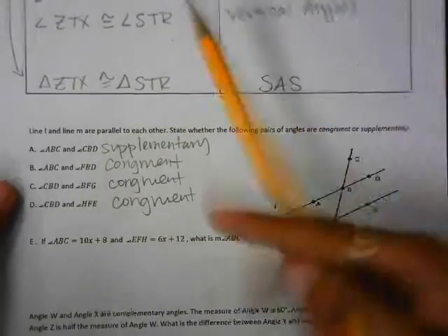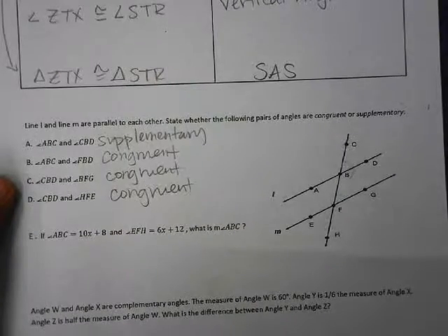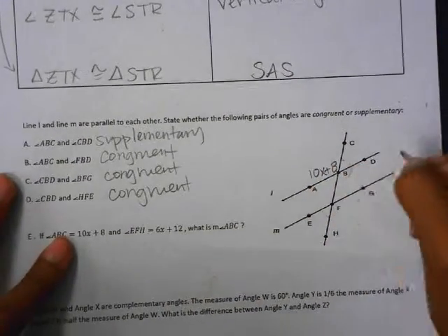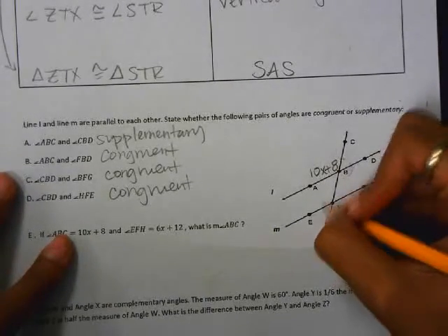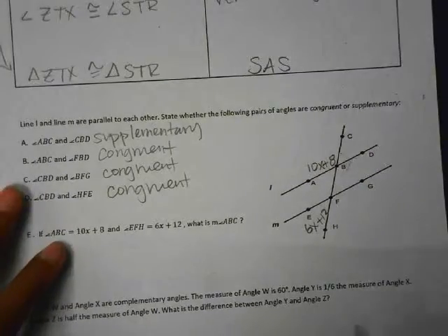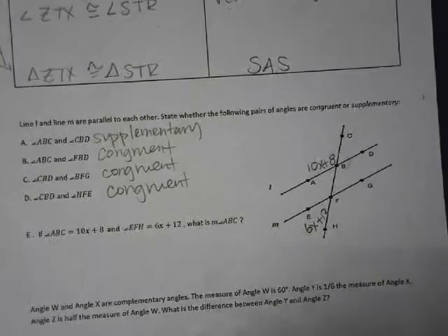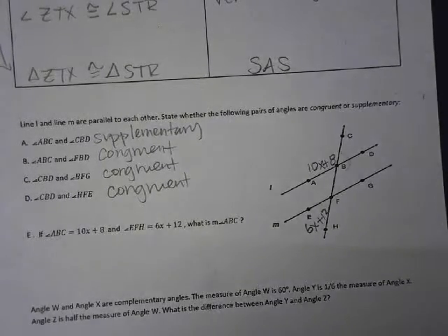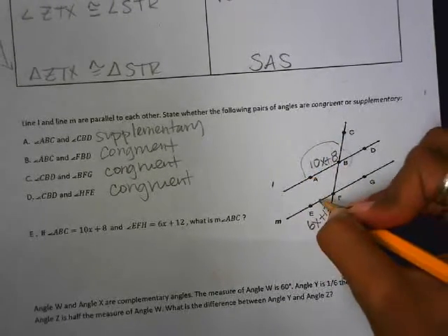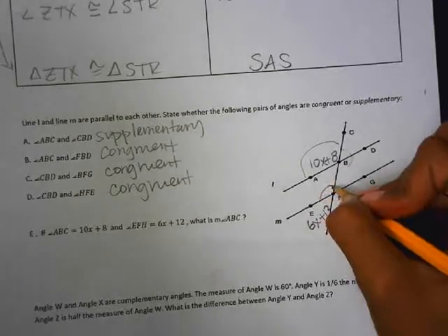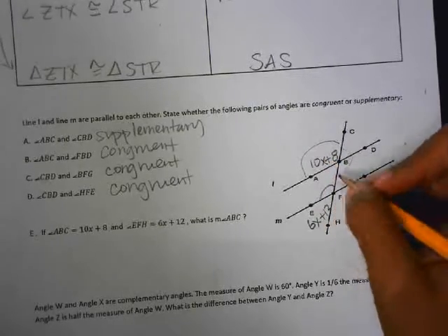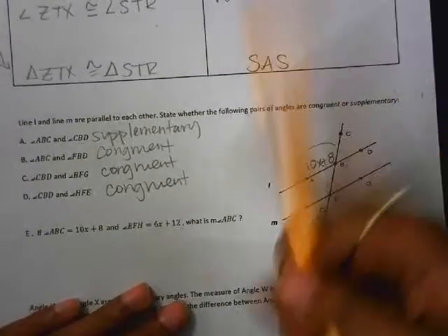Alright, so it says if ABC is 10x plus 8 and EFH is 6x plus 12, what's the measure of ABC? So the first thing we have to do is figure out how these two angles are related. Noticing this angle and this angle right here are corresponding, so they would be congruent because they're both above their lines and to the left of the transversal. So since those two angles are congruent, I'm going to go ahead and place this right here.